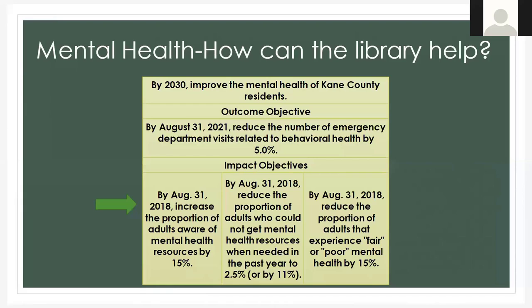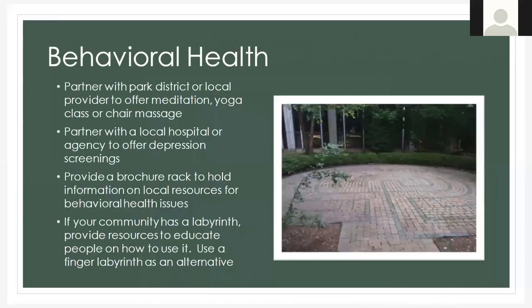Our next area of focus from the Community Health Improvement Plan was improving mental health in our community. So our goals there were to make the adults in our community more aware of the mental health resources that are available. And some of the initiatives that we have in place to do that include partnering with your local park district or other providers who offer meditation, yoga classes, or chair massages.